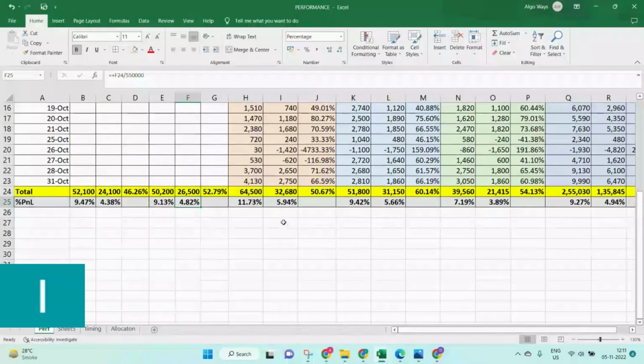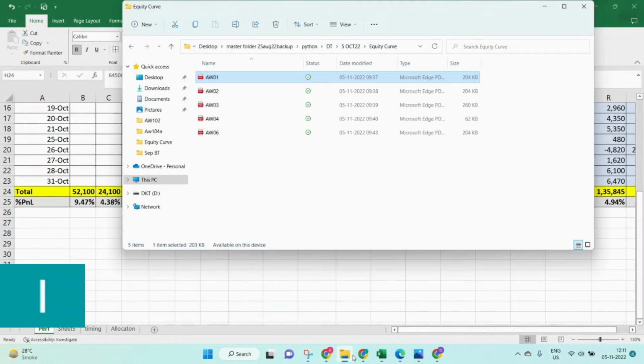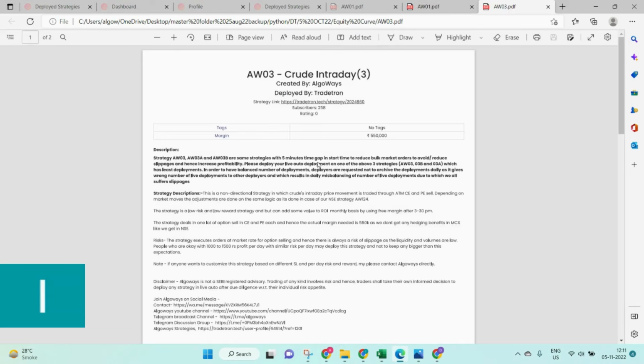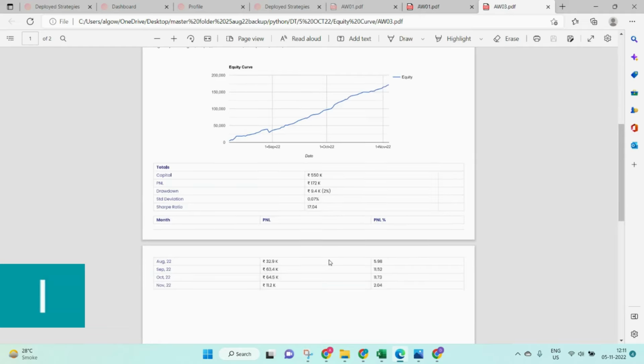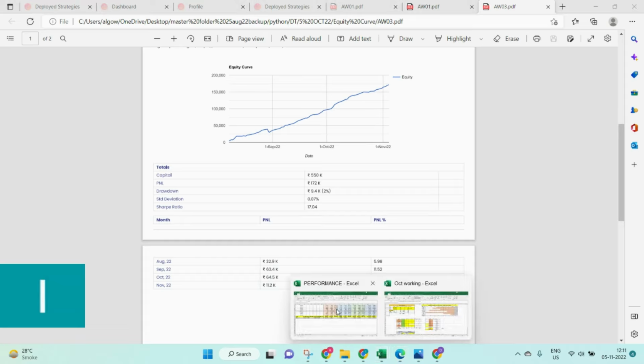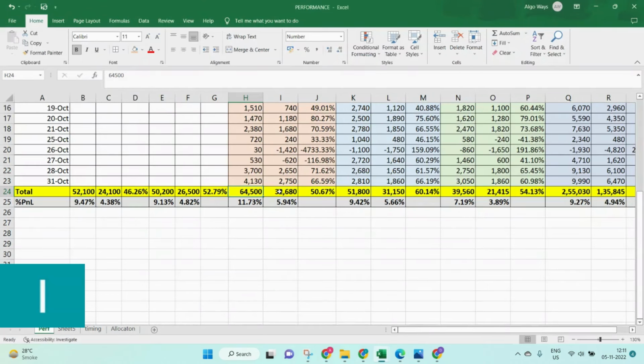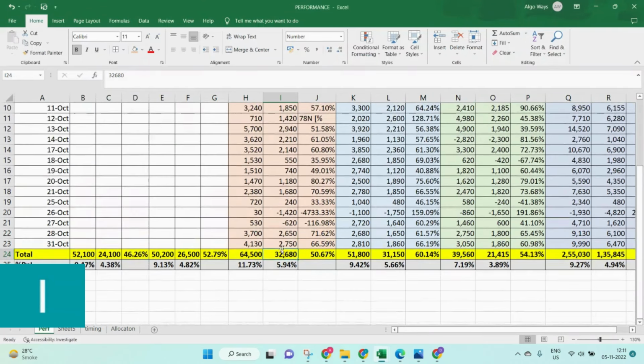Coming to strategy 3, it gave 64,000. Let me just share. This is strategy 3, and you see the equity curve is almost a 45-degree straight line. It has given 64,000 in October on paper trade. Again, this does not matter to us. What matters to us is what we gained in our account, which is 32,680, which is around 6% of the deployed margin.